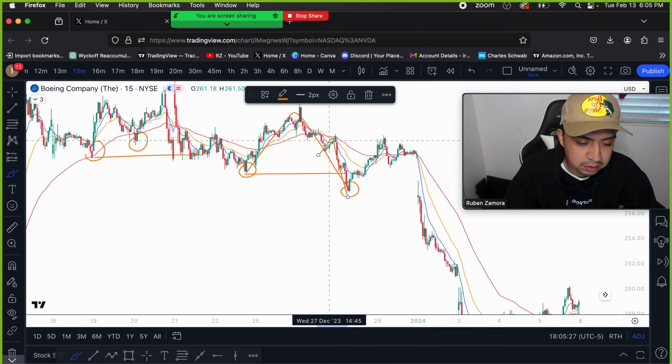So now study the area where those EMAs have crossed. I'm going to put on the arrows right there, and you can see it's right here.